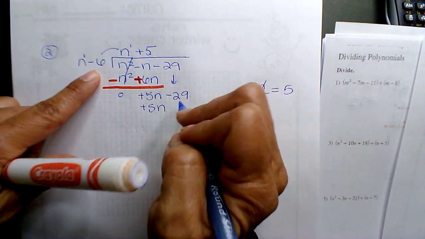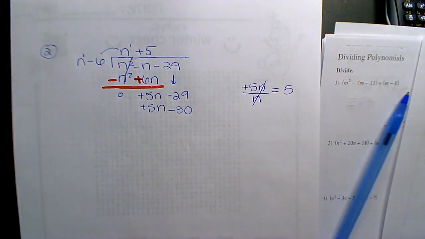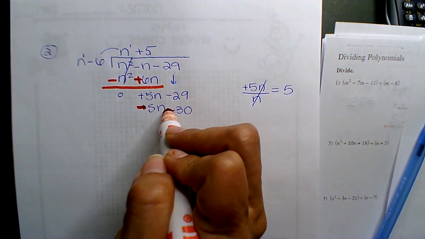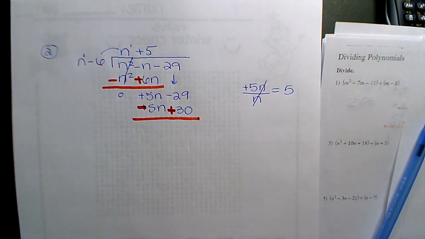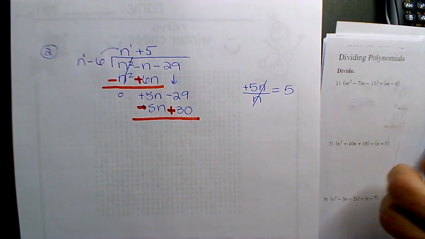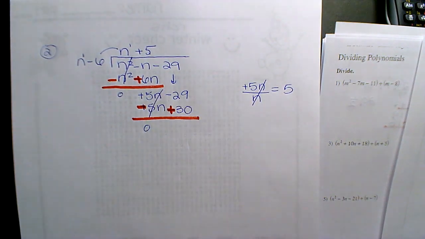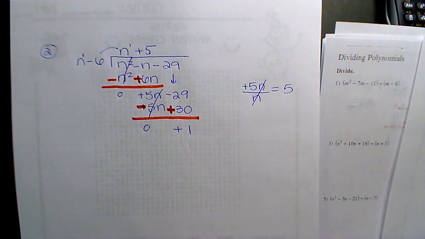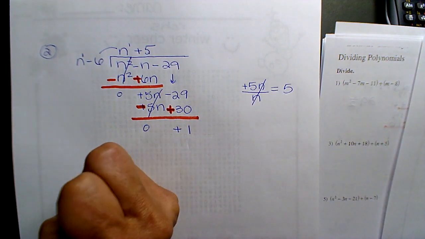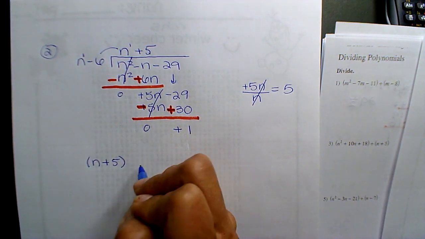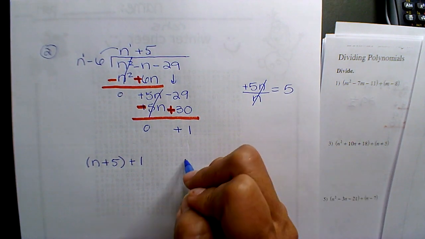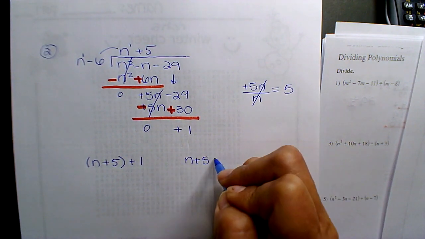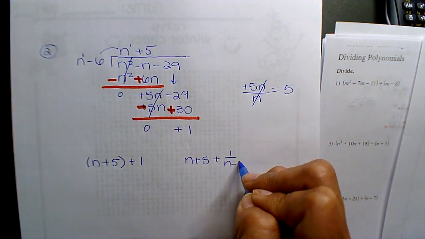Positive 5, negative 6 is negative 30, but you come in with a subtraction to change the signs. And combine, right, vertically downward with your like terms. So again, opposites, perfect. And so you're left with a positive 1. And so your answer is, you could write it as that or that.